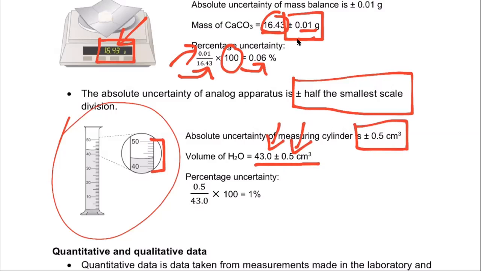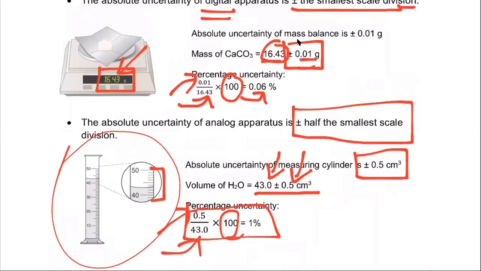And then to calculate the percent uncertainty, it's the same process. I do the absolute uncertainty divided by the measurement times 100. So the main difference here is that digital things are going to give you better precision, because their uncertainties are going to be a lot lower, because they're digital and you're not relying on your human eye to read it.